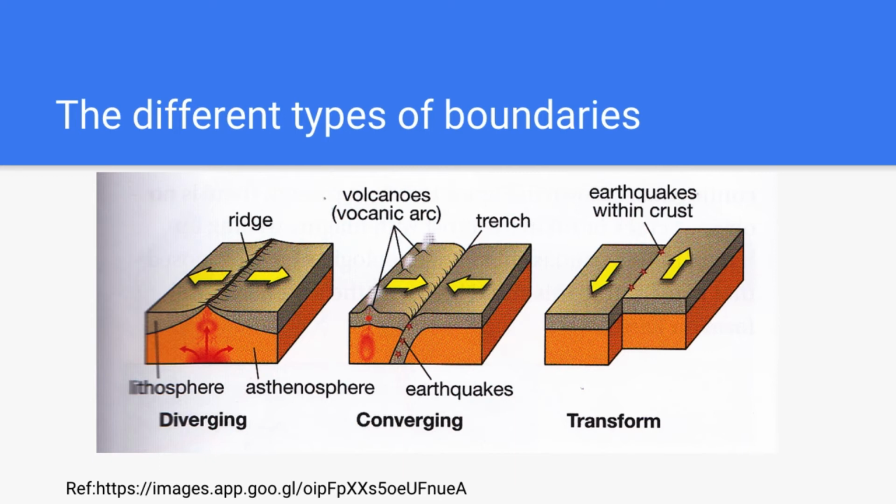And what about this last one? What is that one? Transform means when they slide together, but they do not slide together nicely. They slide past each other very, very hard. Like, it's very, very bumpy. That also forms an earthquake.